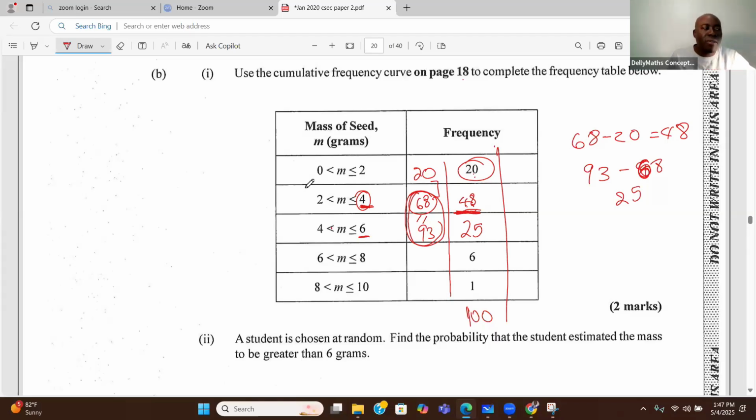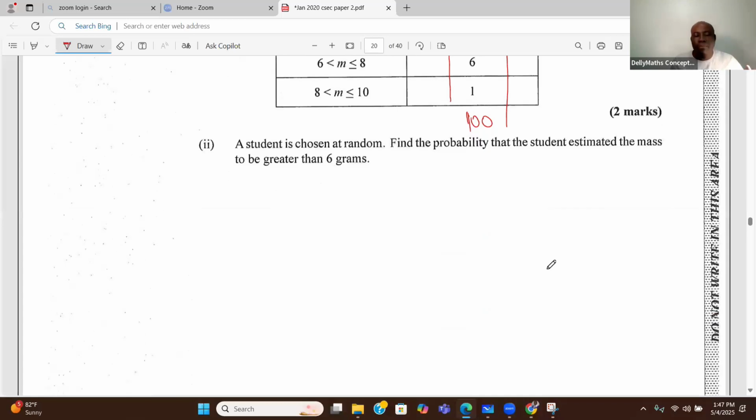If CXC gives you the cumulative frequency and asks you for the frequency, it's your duty to find two consecutive cumulative frequencies and subtract them. When you do that, you get the last frequency. You notice when we subtract these two, we get the 25 here. When we subtract these two, we get the 40, and so on. So there it is. We have a completed table. Just trying to show you.